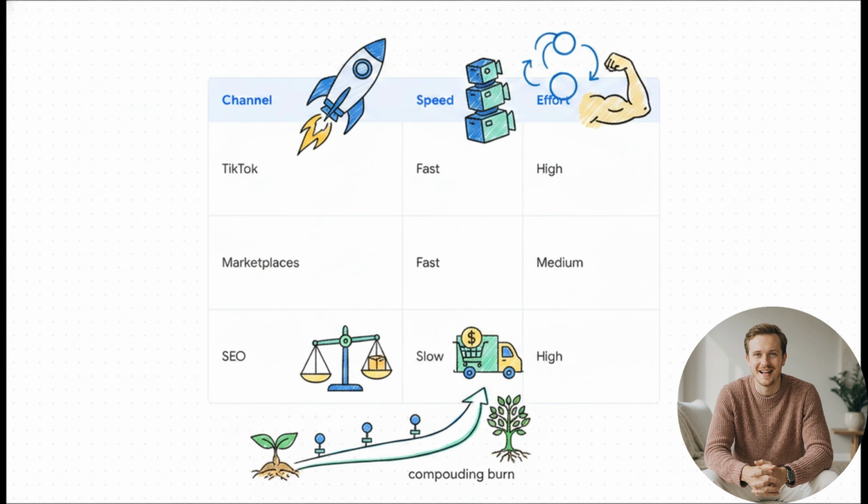Take TikTok Shop and Organic. It's high effort, you're making 1 to 3 videos a day, but the speed to your first sale is incredibly fast thanks to that rapid viral potential.